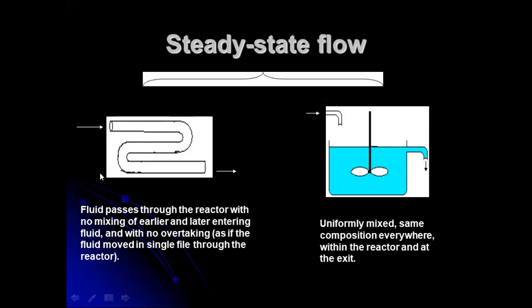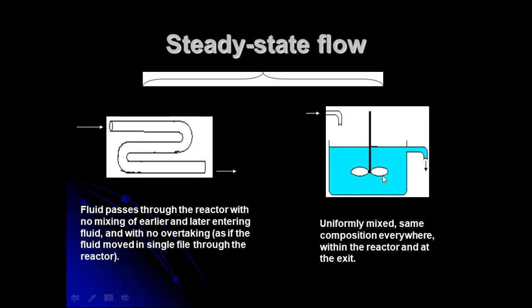And in the case of the PFR, or the plug flow reactor, the fluid passes through the reactor with no mixing of earlier and later entering fluid, and with no overtaking, as if the fluid moves in single file through the reactor. So there's no mixing that will happen. It simply is an orderly flow of the fluid volume inside this conduit, or this particular pipe, this tube.